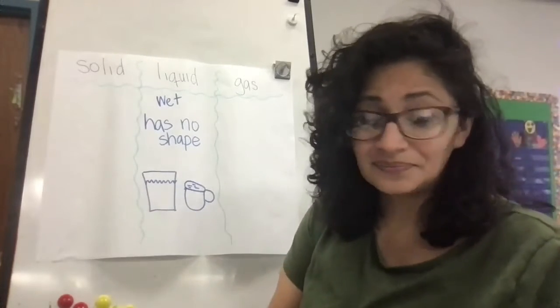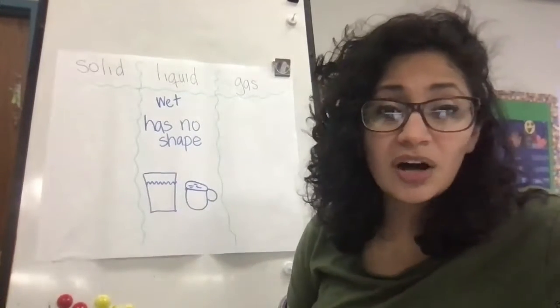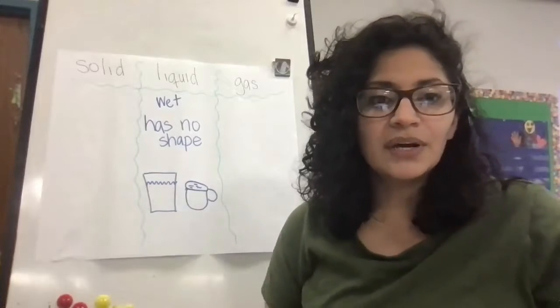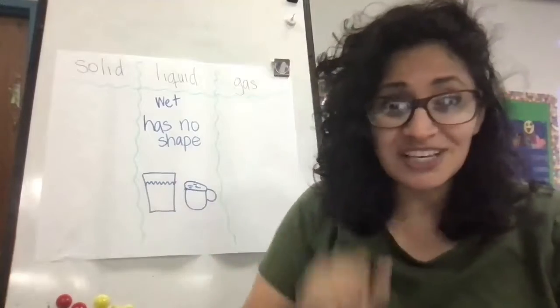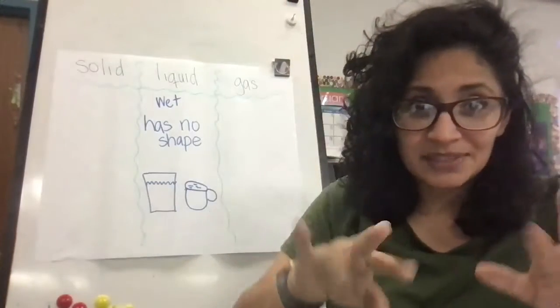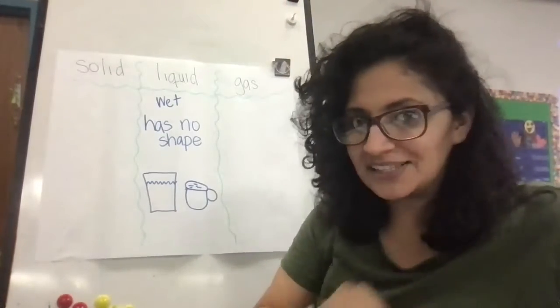That's liquid. And so liquid, when it comes to water and our water cycle, liquid is when the rain comes down. It is called precipitation. Can you say that with me? Precipitation. Remember that song? We'll sing that song in a bit.